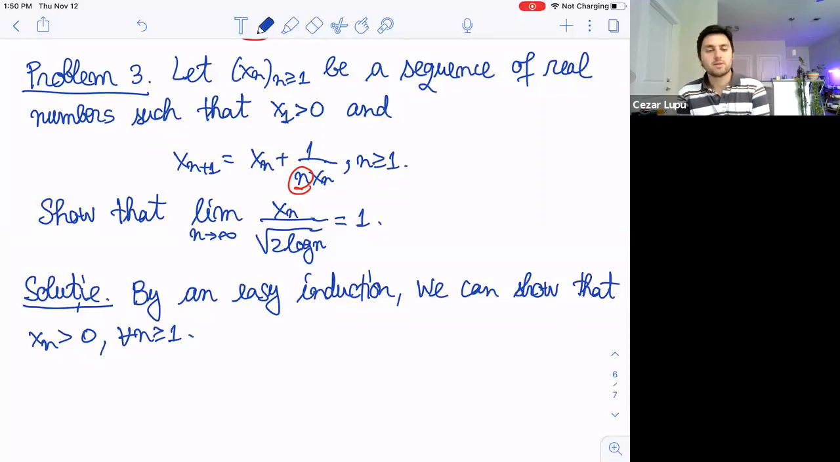Then assume that xn is positive. Then since xn+1 is xn plus 1 over n xn, and xn is positive, then 1 over n xn will be positive. So it will follow that xn+1 is positive. So by induction, if we assume that xn is positive, it implies that xn+1 is positive. And so by the induction principle, xn is positive.